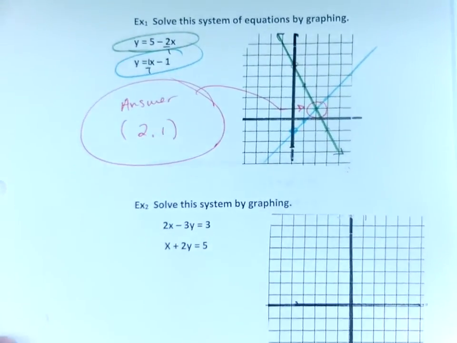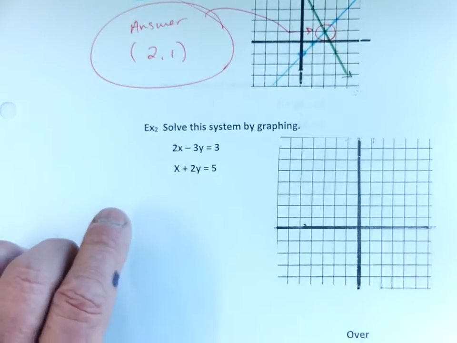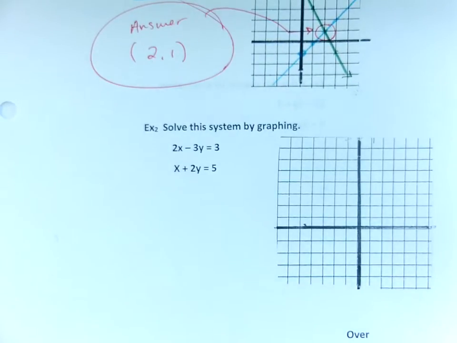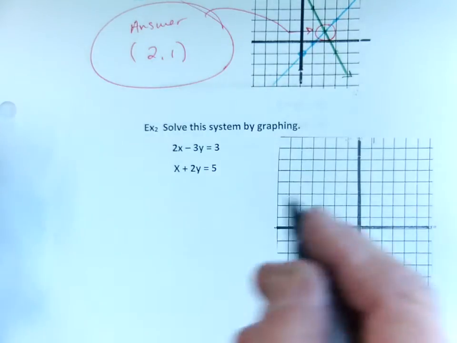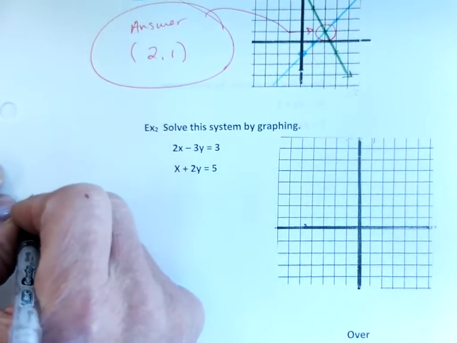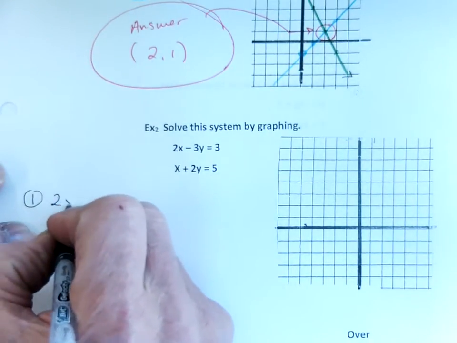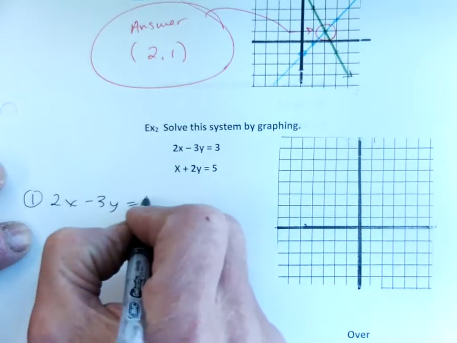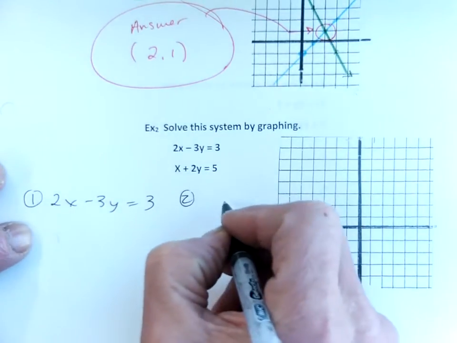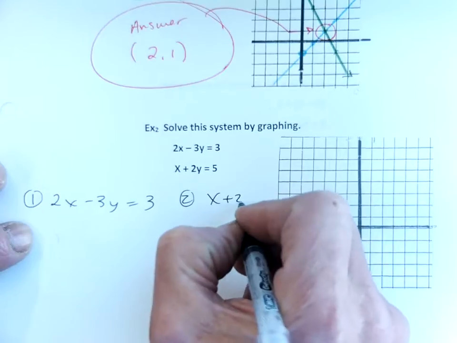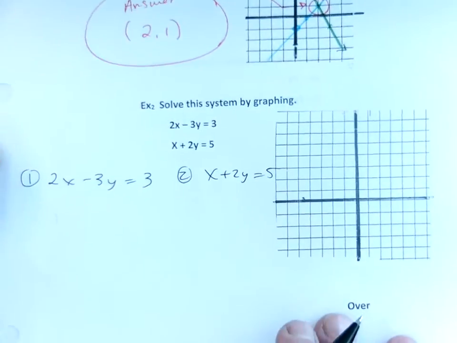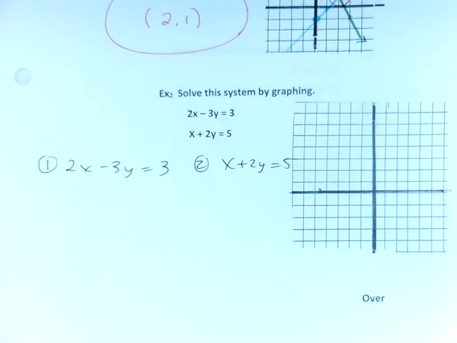So example 2, if I want to graph this system, equation 1: 2x minus 3y equals 3, and equation 2: x plus 2y equals 5. There's a much faster way to do this, but I want to show the graphing one anyway to prove my point, okay?